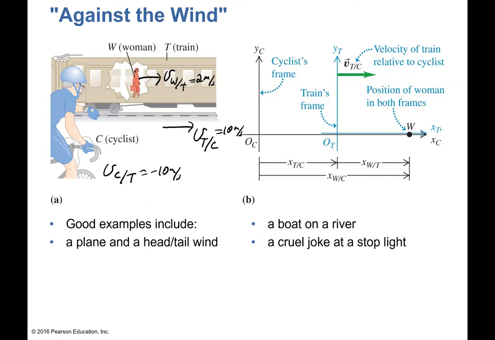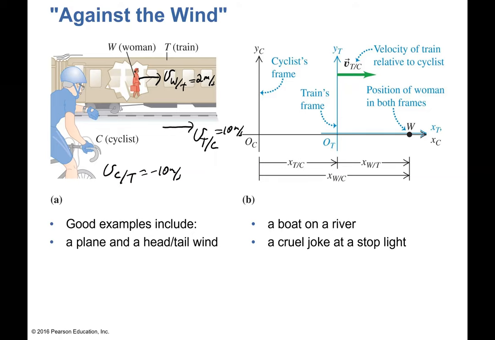But the train is also moving at 10 meters per second relative to the cyclist. So then what will be the velocity of the woman relative to the cyclist? Well, you can probably use your intuition and guess that that's probably 12 meters per second. If you guess that, then you will be correct. Because if the woman is moving at 2 meters per second in the train, basically moving to the right, and the train is moving to the right at 10 meters per second, that woman is moving to the right at 12 meters per second relative to the cyclist, someone outside of the train.